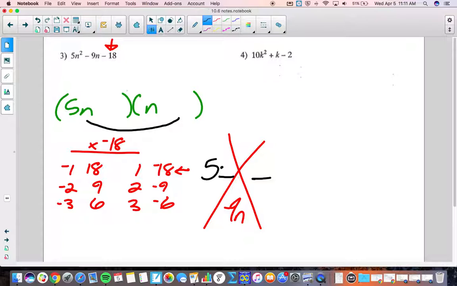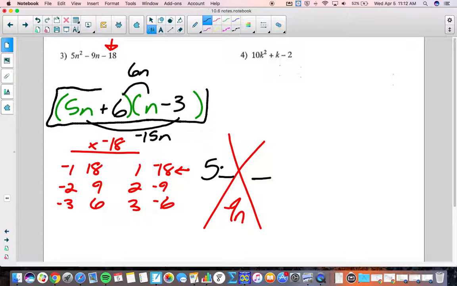So I'm just going to start. I realize that in the end the negative needs to be bigger by a little bit. It's a -9. That's not a ton. I'm going to try a -3 here and a +6 there. So this gives me 6n. This gives me -15n. Hey, what's 6n plus -15n? -9n. This is the right solution. Nice. And again, if we multiply the constants together, we get -18. If we multiply the green values together, we get 5n squared. So we're solid.